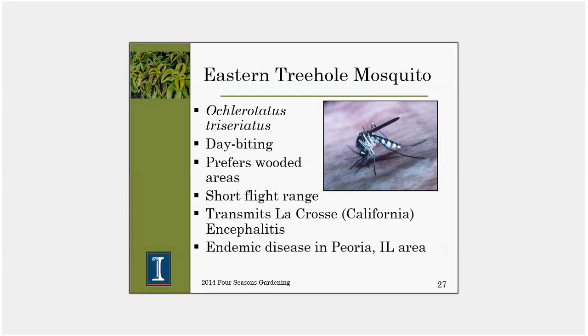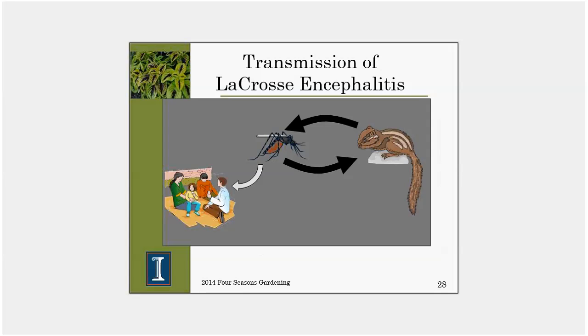It does transmit La Crosse encephalitis, also known as California encephalitis, and we have an endemic disease situation in the Peoria, Illinois area. Every year we have a few cases of La Crosse encephalitis in that area, and almost all of it is associated with a particular park just north of Peoria. Like 95% of the cases come out of that park. So we know where it is, we know how it happens. It's transmitted from rodents, particularly ground squirrels, and the mosquito bites the ground squirrel and then picks up the encephalitis and then will transmit it to people.